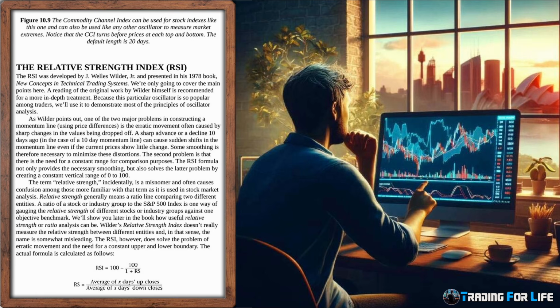analysis. As Wilder points out, one of the two major problems in constructing a momentum line using price differences is the erratic movement often caused by sharp changes in the values being dropped off. A sharp advance or a decline 10 days ago, in the case of a 10-day momentum line, can cause sudden shifts in the momentum line even if the current prices show little change. Some smoothing is therefore necessary to minimize these distortions. The second problem is that there is the need for a constant range for comparison purposes. The RSI formula not only provides the necessary smoothing, but also solves the latter problem by creating a constant vertical range of 0 to 100.